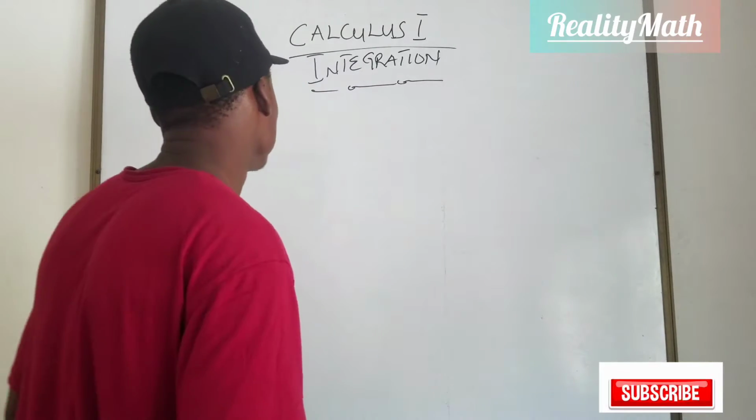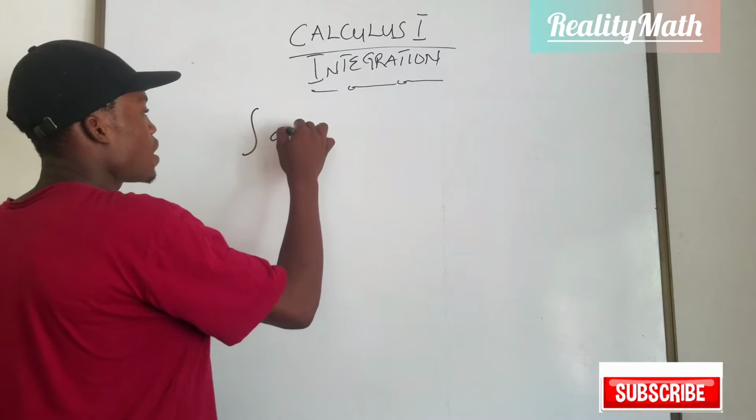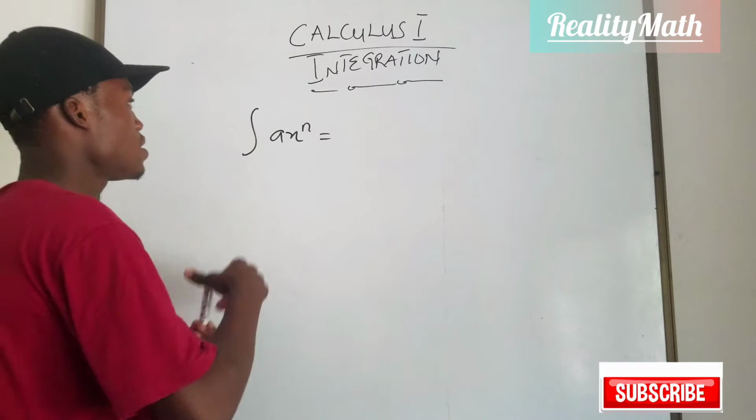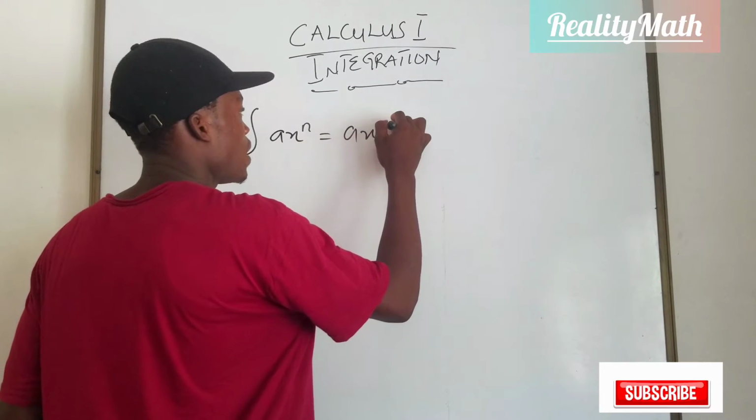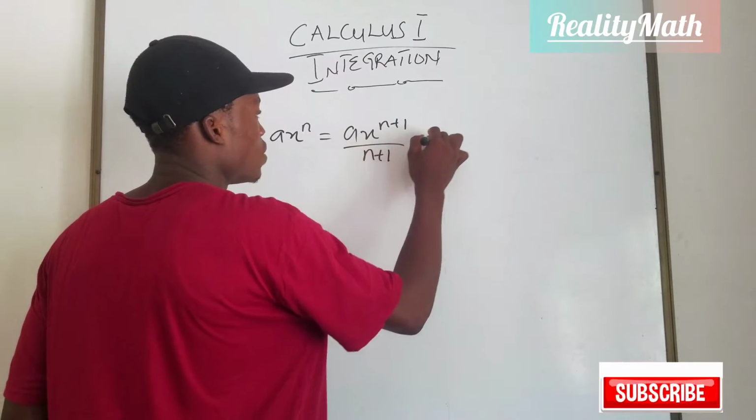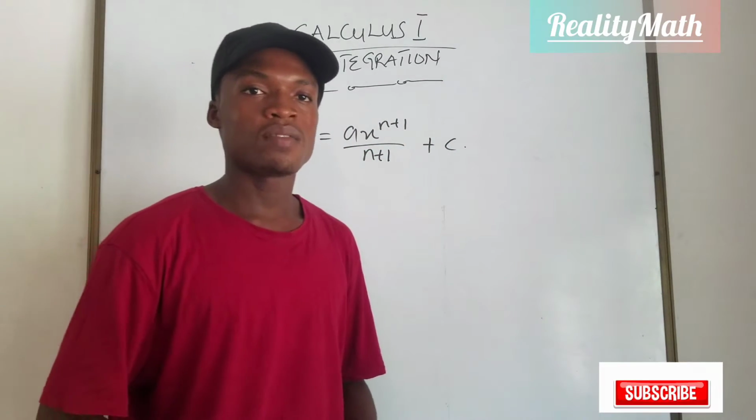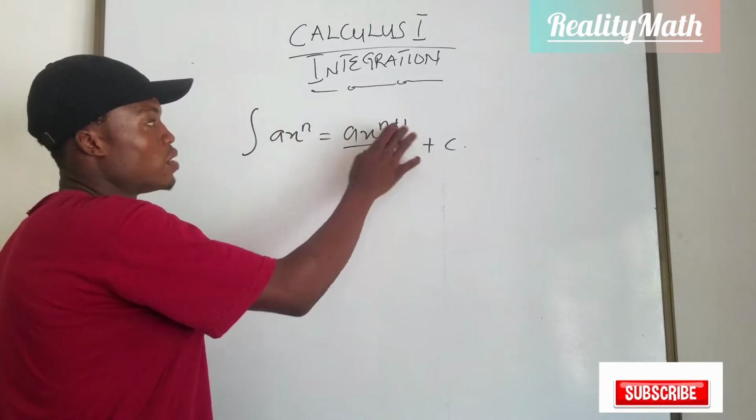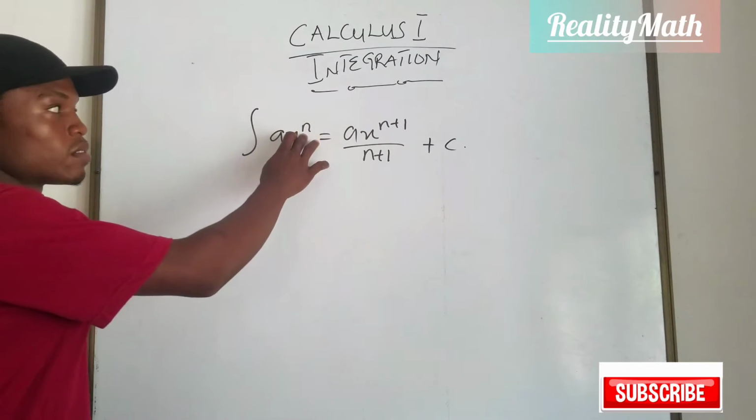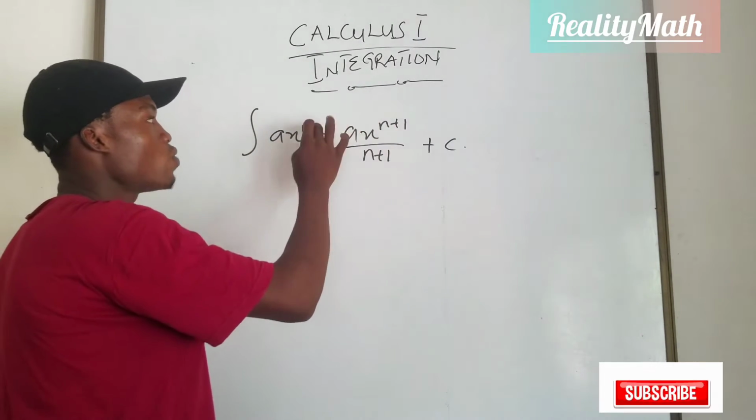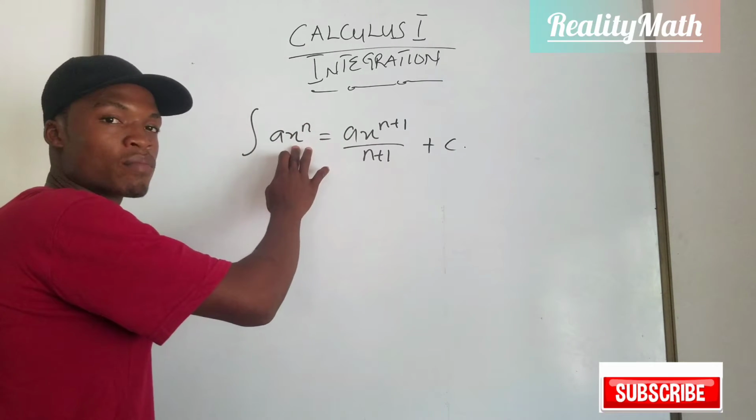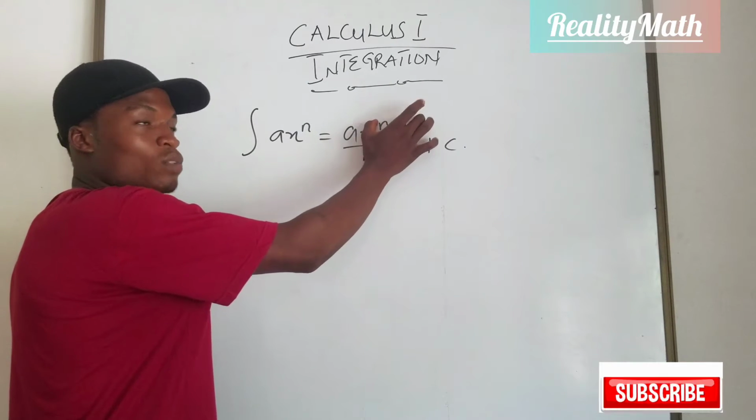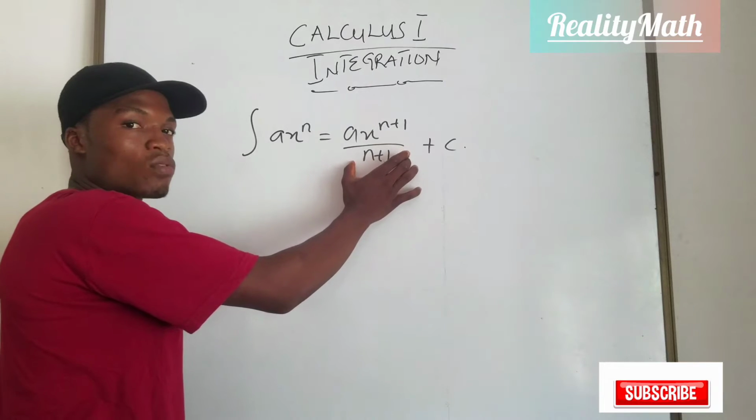Let's say we have ax to the power n. If you want to integrate this function, you have ax to the power n plus 1, all over n plus 1, plus c. It is not difficult. This is just a general integration. You add 1 to the power of x and divide the whole term by the sum you get from that algebra.